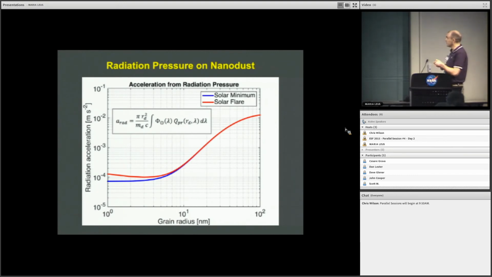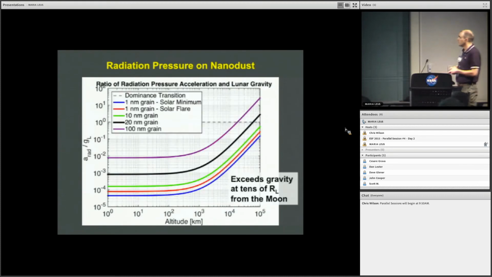You can see that with the bigger grains in this distribution, you still get fairly weak accelerations, and it drops off quite rapidly when you go to even smaller nanodust sizes. So it's just a fairly weak acceleration source. We consider the solar minimum case and the solar flare case, and you see that when there's a solar flare, the smaller dust grains get a little bit of a boost from that.